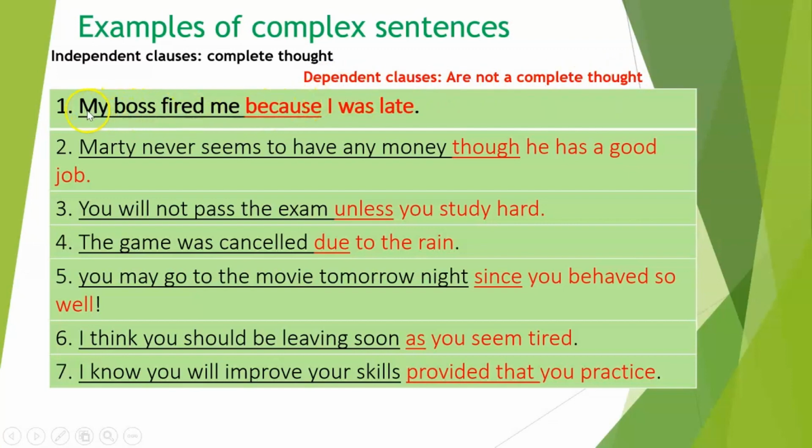Okay, so here we have number 1, my boss fired me. This is a complete thought. This is an independent clause. But then it's joined together with this dependent clause. Notice that the dependent clauses begin with what we call subordinating conjunctions. Because I was late. Though he has a good job. Unless you study hard. Due to the rain.